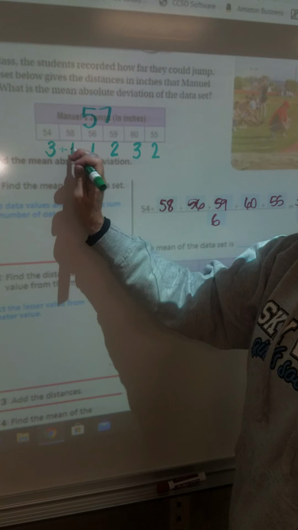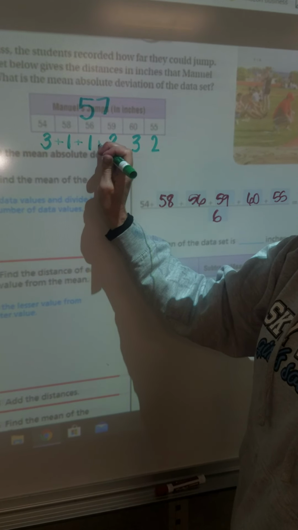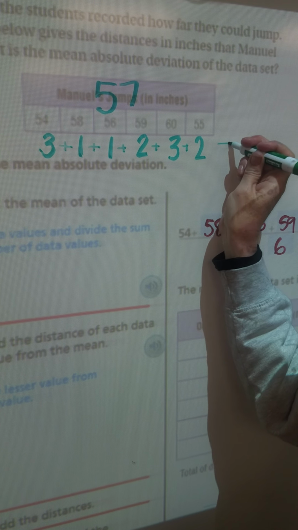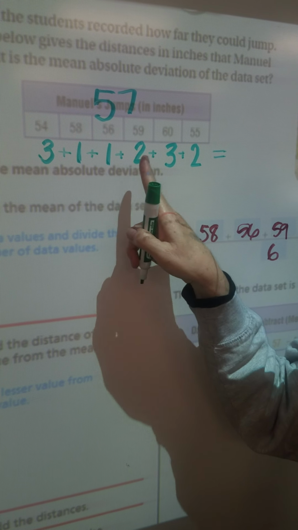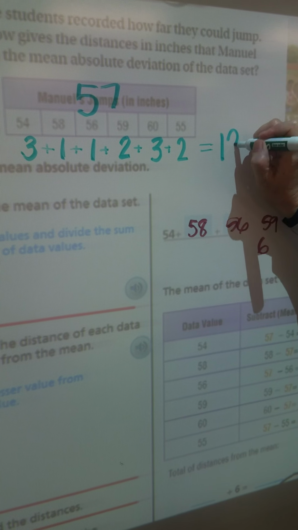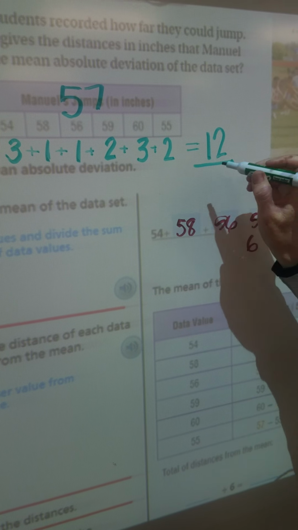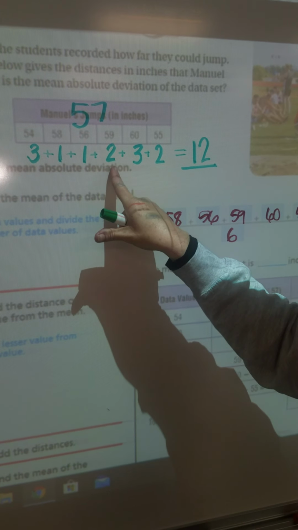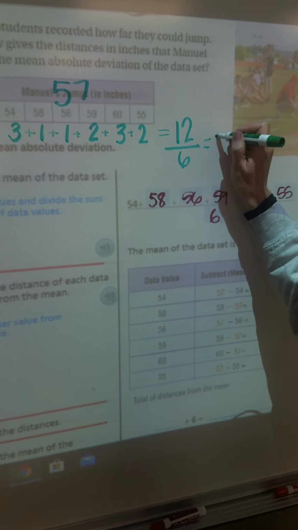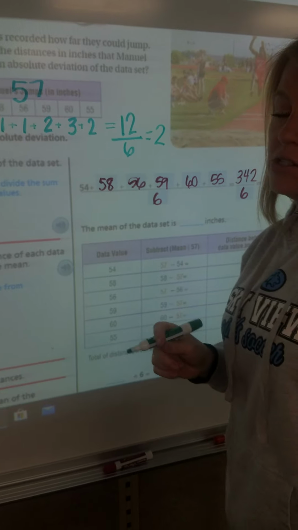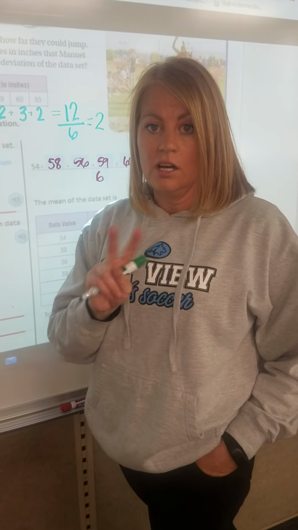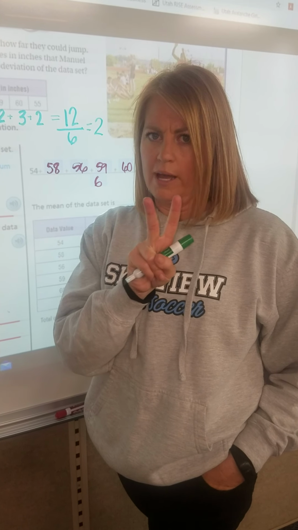And now we're going to find the mean again, which just means we're going to add those all together. The distances from 57. So 3, 4, 5, 6, 7, 8, 9, 10, 11, 12. And we're going to divide that by how many we had. 1, 2, 3, 4, 5, 6. And 12 divided by 6 is 2. So what that means is that on average, our data values are 2 away.